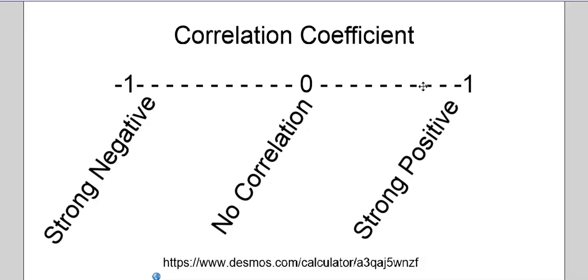So the closer the correlation coefficient gets to 1, the stronger it is in the positive direction. And the closer the correlation coefficient gets to -1, the stronger it is in the negative direction. If the correlation coefficient is 0, then there is no correlation between the variables. Let's take a look at some data.